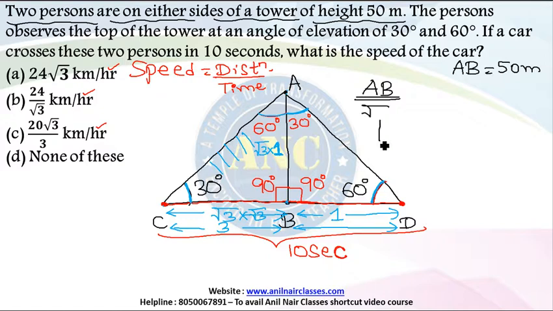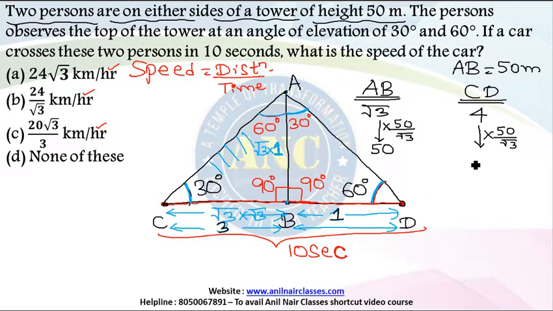Similarly, according to the question, AB value is 50. Root 3 should become 50. Multiply by 50 divided by root 3. Similarly, according to my assumption, CD value, from C to D, is 3 plus 1, 4 units. According to the question, how much are they asking? So this 4 also multiply by 50 by root 3. That means CD value is 4 into 50 is 200, 200 by root 3. 200 by root 3 is nothing but the distance from C to D.